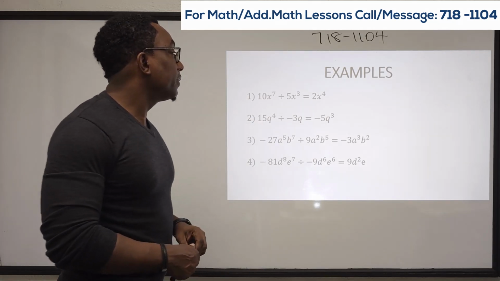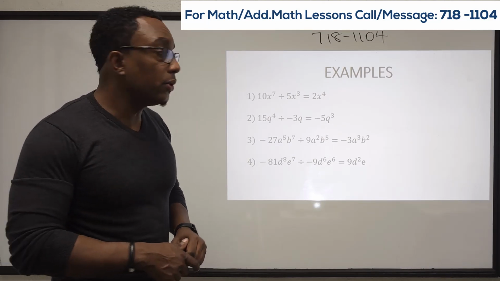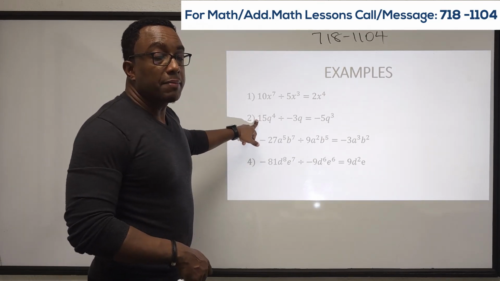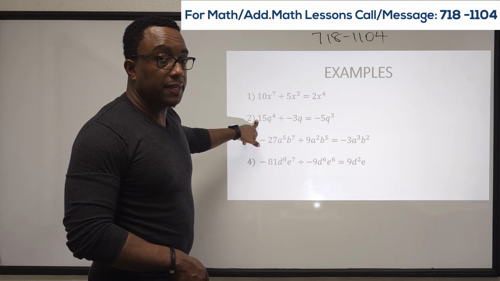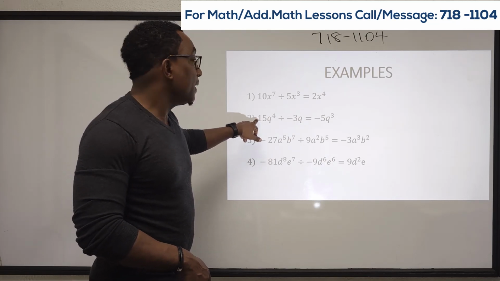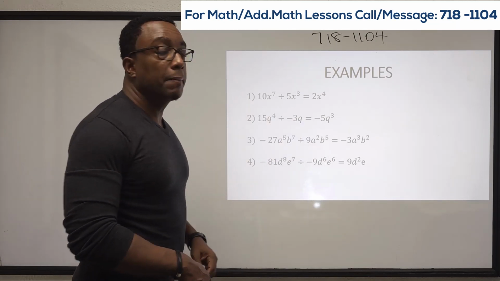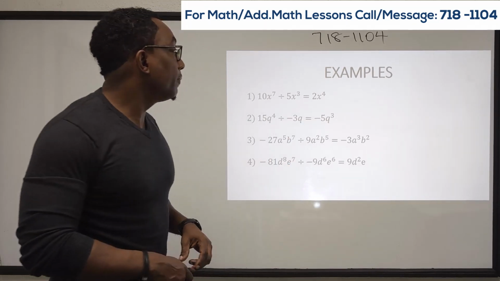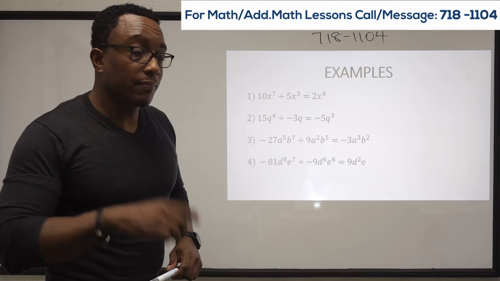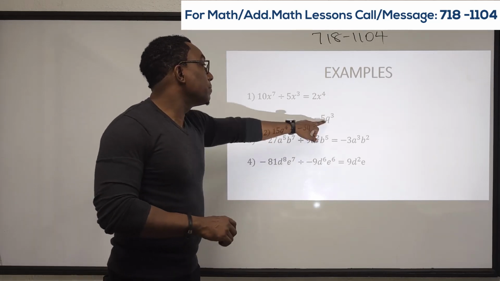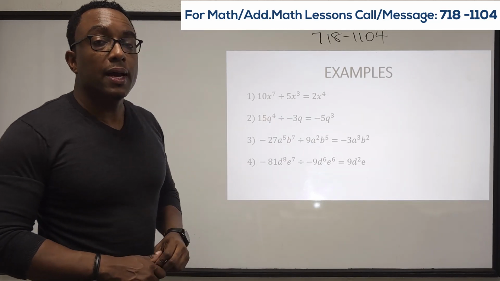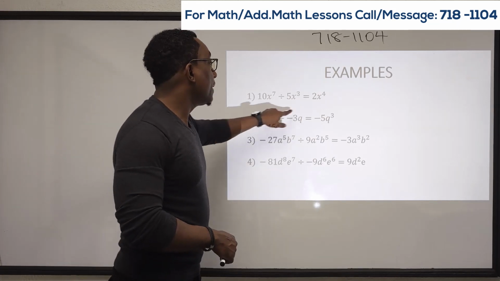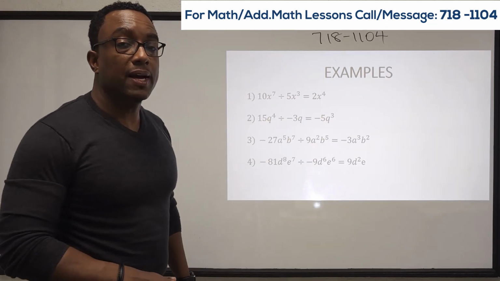15q to the power of 4 divided by negative 3q. So I can, of course, divide my coefficients. First, 15 divided by negative 3. A plus divided by a minus is a minus. 15 divided by 3 gives me 5. Q to the power of 4 divided by q to the power of 1. Same variable q, so you maintain the variable q and subtract the power. So 4 minus 1 is 3. So we have negative 5q to the power of 3.